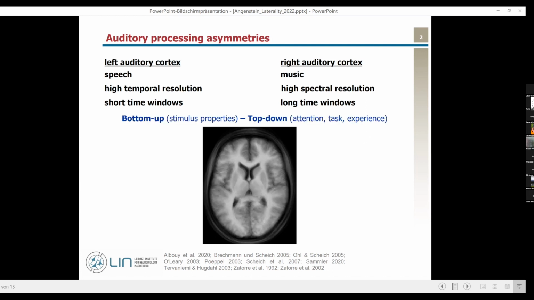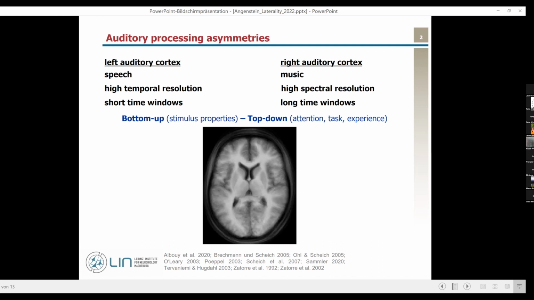You have already heard that these processing asymmetries do not only depend on bottom-up stimulus properties, but also on top-down effects, like do participants attend to the stimuli, do they have the task, do they have any experience with the task.